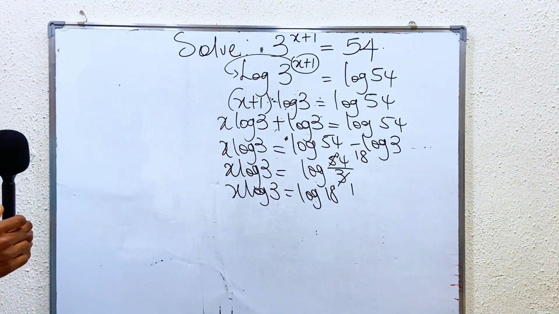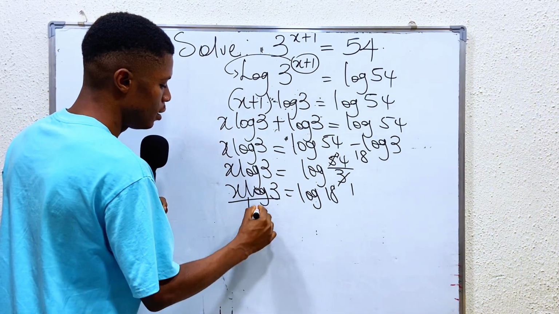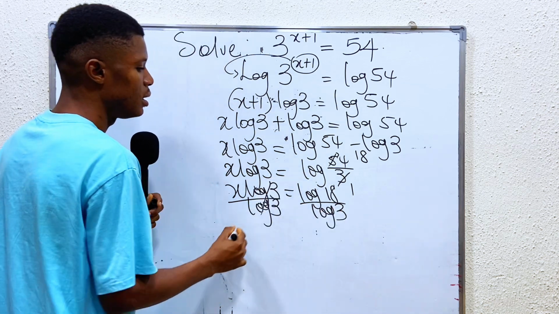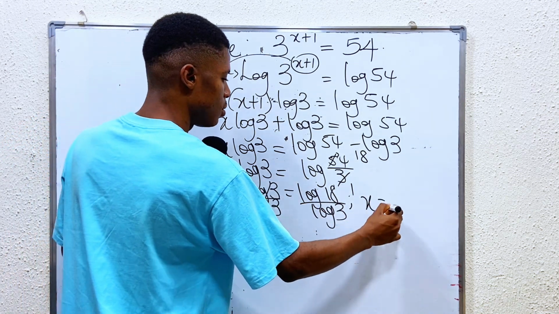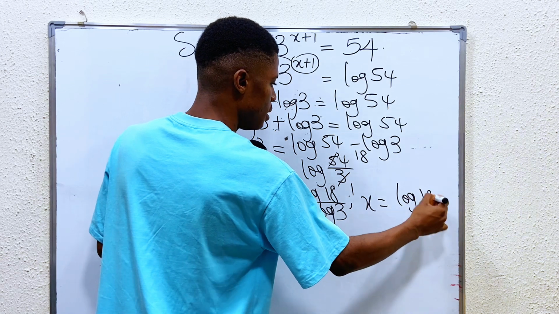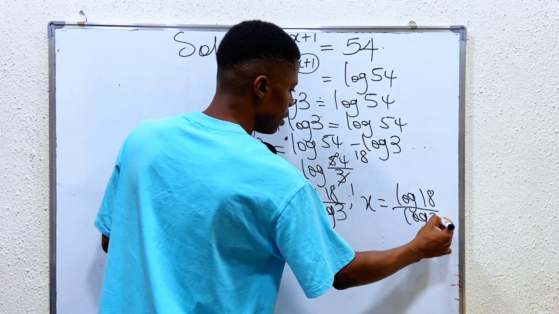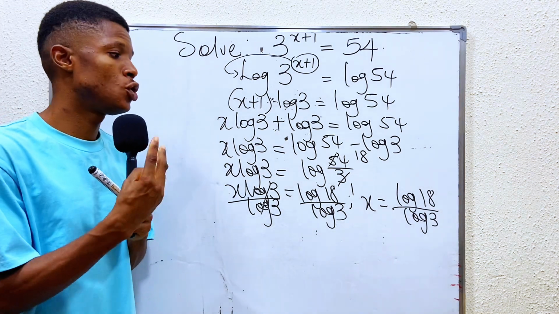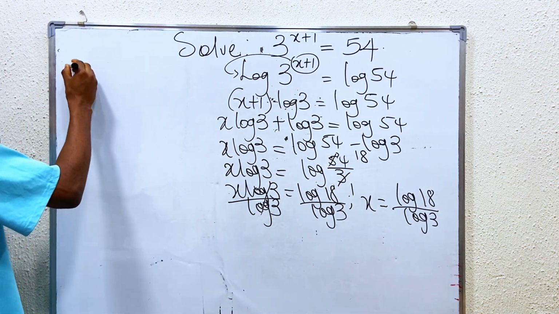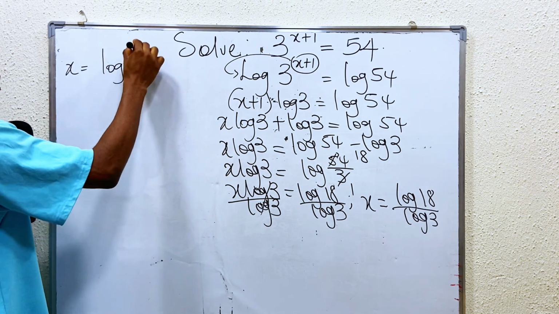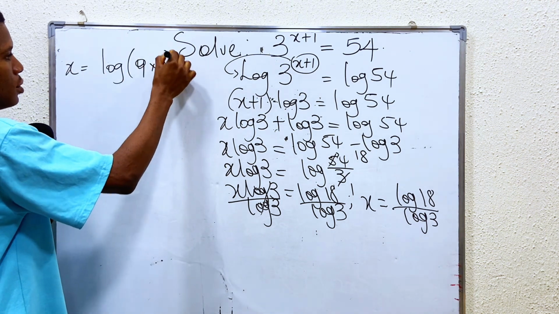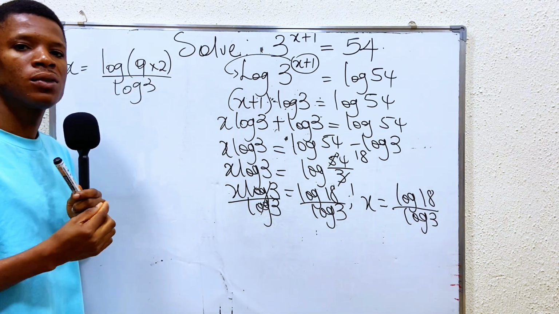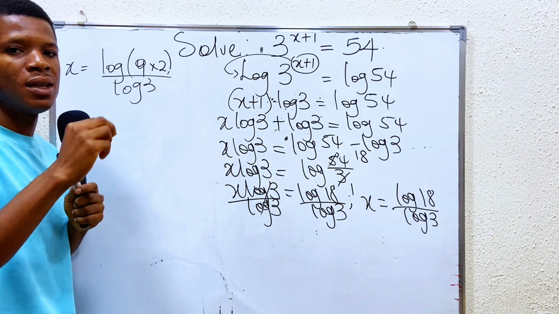Okay? So if you have this now, you just have to divide through by log 3 and divide through by log 3. If you do the division, what do you see? x is equals to log of 18 divided by log 3. So basically, 18 can be seen as 9 times 2. Okay? So we can now write x to be equal to the log of 9 times 2, then divided by log 3.